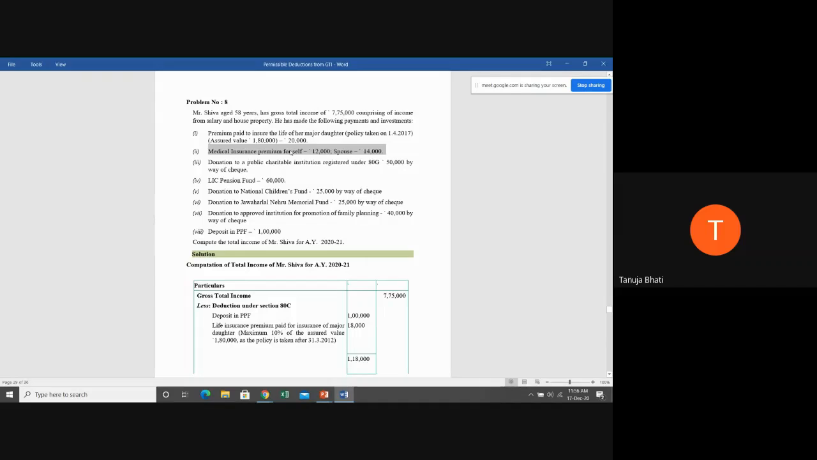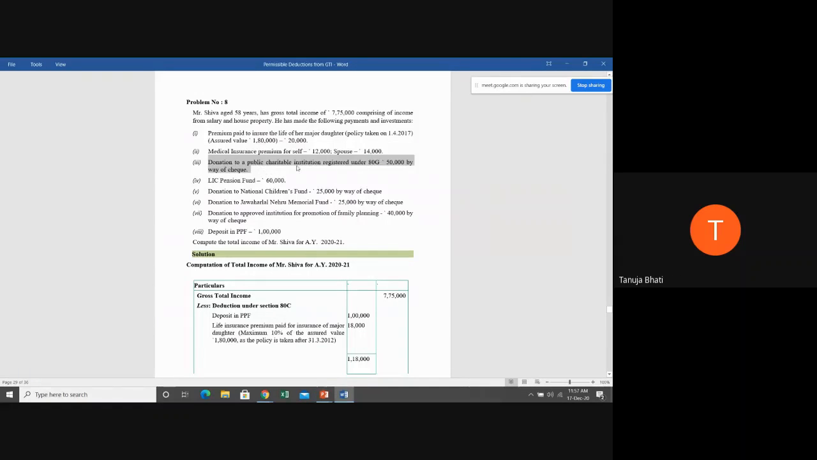Next is medical insurance premium paid for self 12,000 and for spouse 14,000. Now medical insurance premium, under which section is this deduction given? 80D, ma'am. Very good. Now he is only 58 years of age, which means he is not a senior citizen. Then what is the limit for the deduction? 25,000, ma'am. Very good, students. 12,000 plus 14,000 is 26,000, but we will get a deduction of only 25,000.